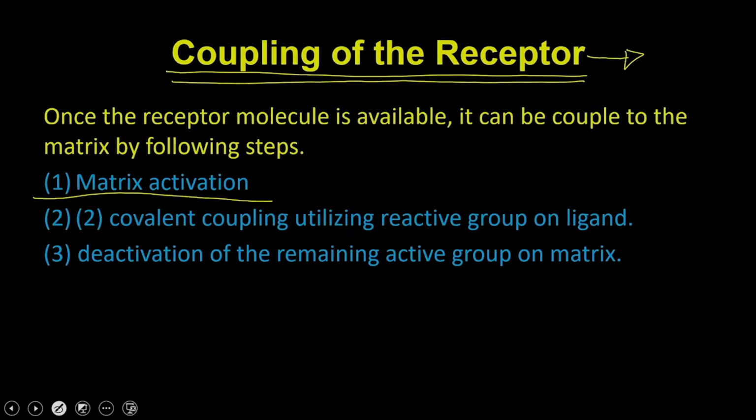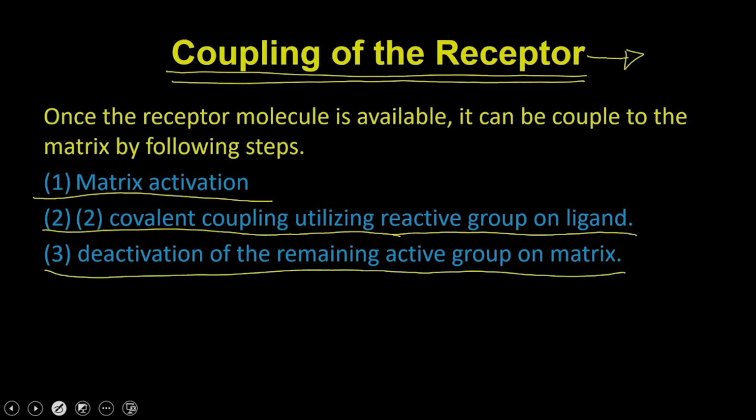One, you are first going to activate the matrix, then you are going to do the coupling reaction with the help of the reactive groups present on the ligands, and then you have to deactivate the remaining active groups which are present on the matrix. Which means first you take the matrix, you treat it with a chemical so that it is going to be activated. So you are going to develop some functional groups, then you are going to add the proteins or the receptors. What will happen?